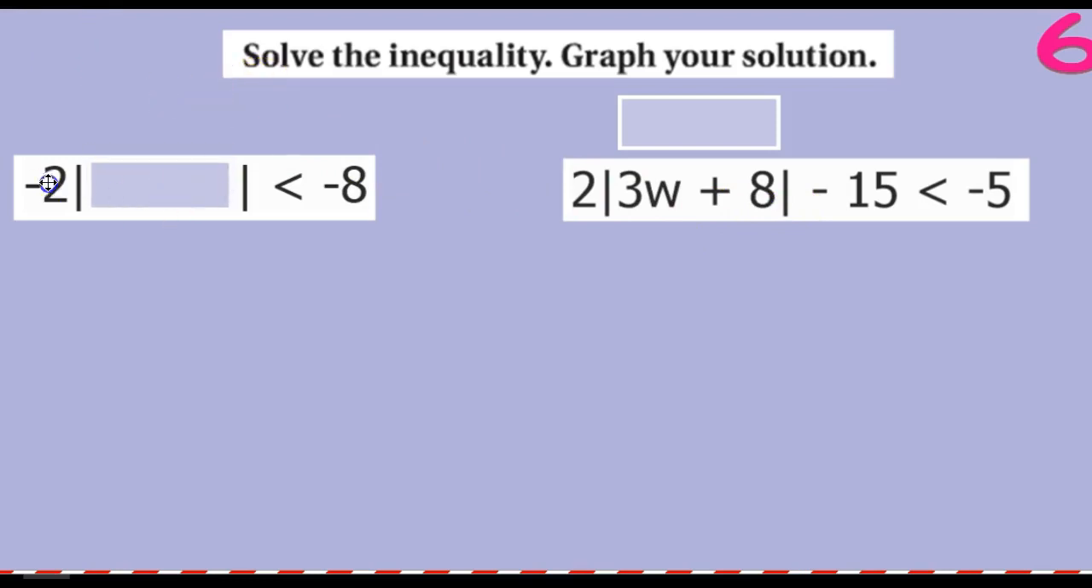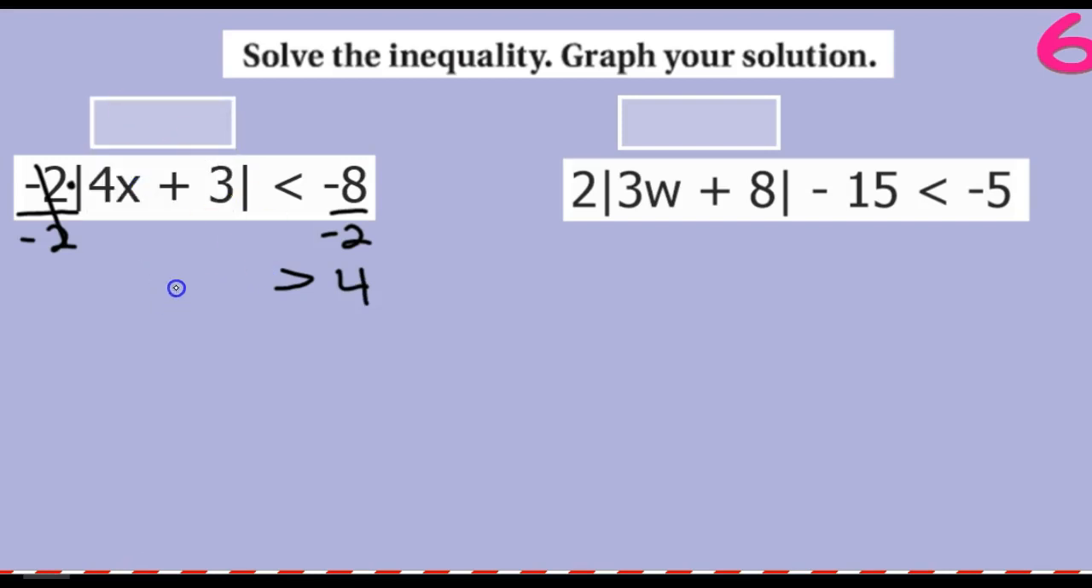Here we have our bathroom, and in that bathroom we have a negative 2. We need to get rid of this negative 2. It's touching our absolute value, so that means multiply. We have to divide to get rid of the negative 2. So we divided by a negative 2, so that means we have to flip our sign. Negative 8 divided by negative 2 gives us a positive 4.